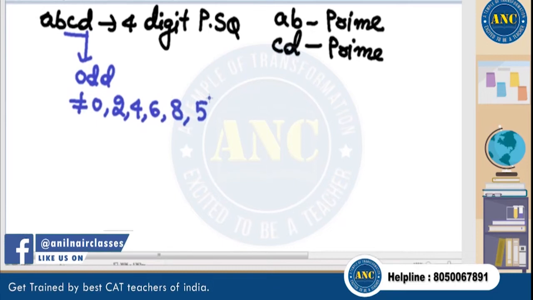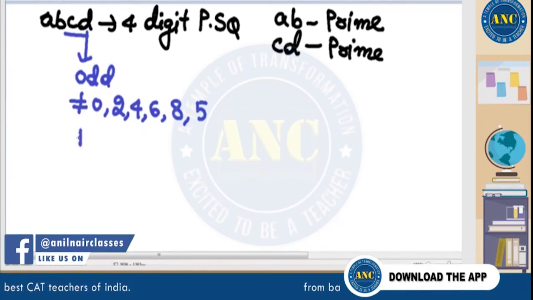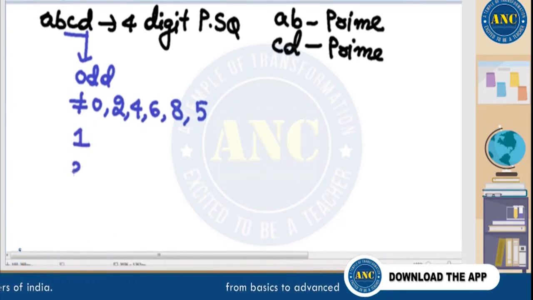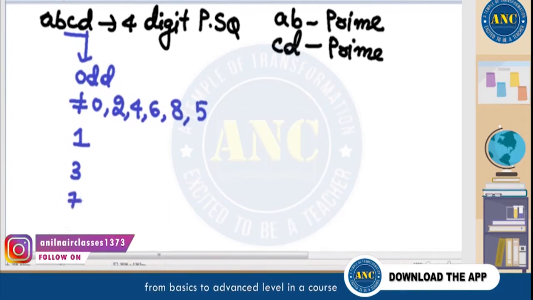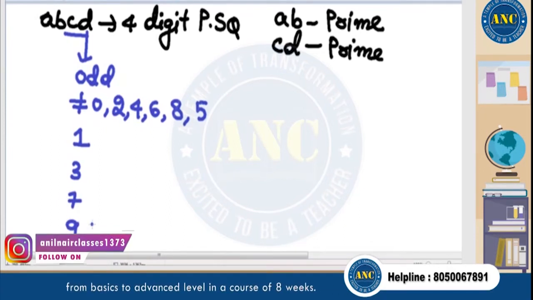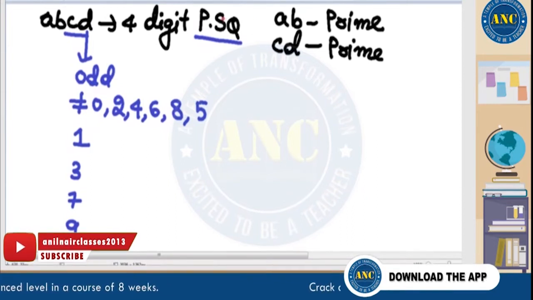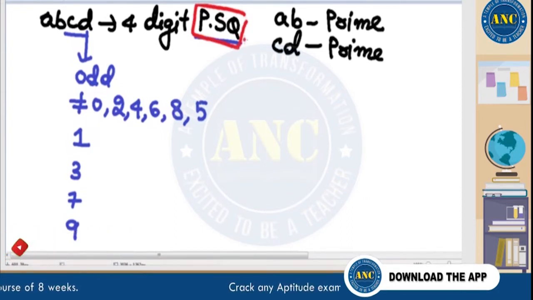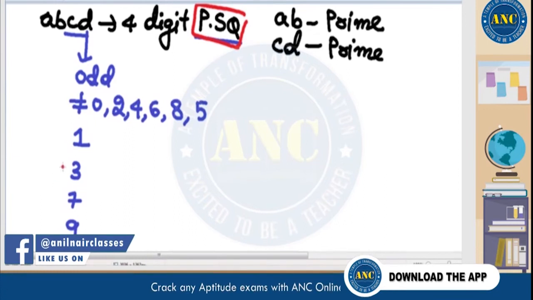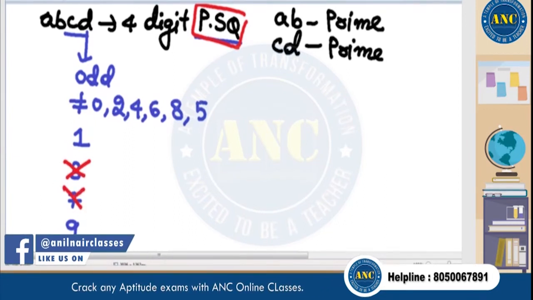So 0, 2, 4, 6 or 8 not possible. It can be 1. What is the next case? It can be 3, it can be 7 and it can be 9. 1, 3, 7, 9. It is a perfect square. A perfect square will not end with 3 or 7.